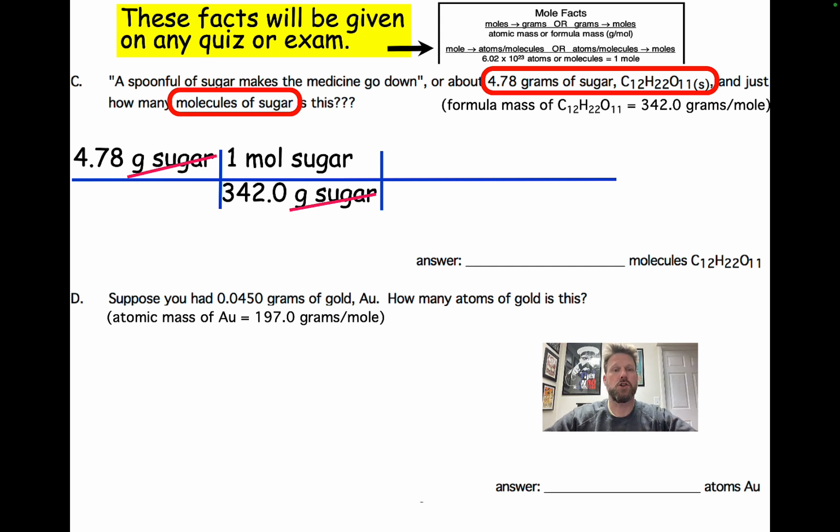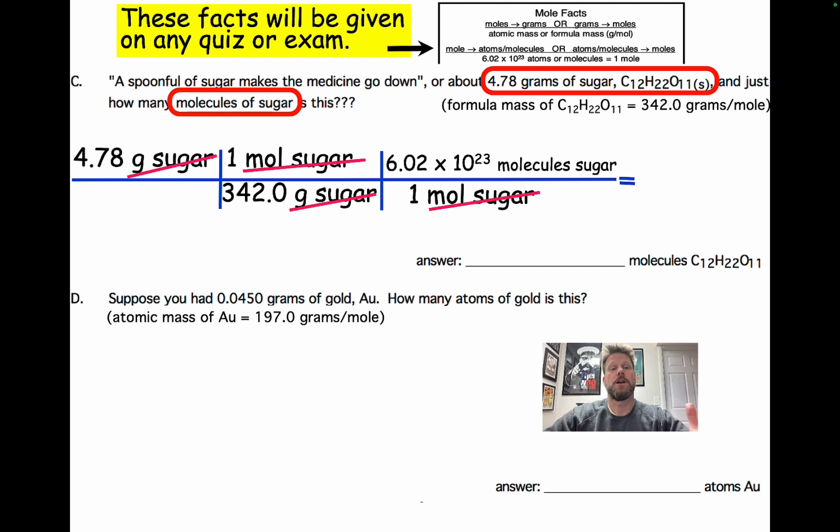So we need to use Avogadro's number. 1 mole of sugar contains 6.02 times 10 to the 23rd molecules of sugar. Moles must cancel. So 1 mole of sugar will go in the bottom section of the train track, which means 6.02 times 10 to the 23rd molecules of sugar goes in the top section. This causes moles of sugar to cancel, leaving us with molecules of sugar.